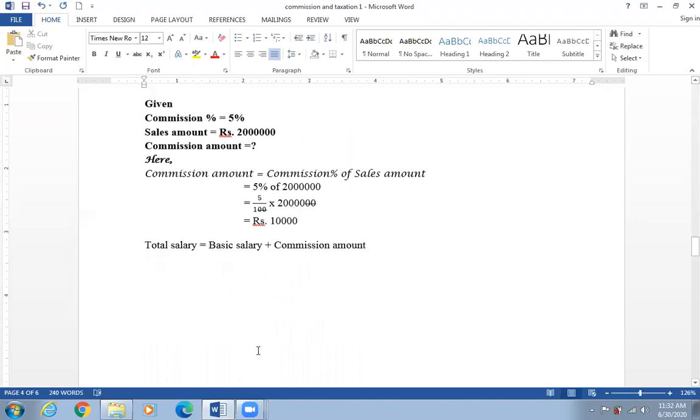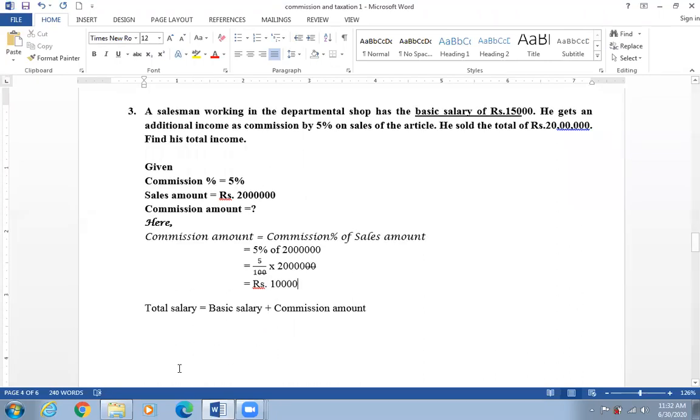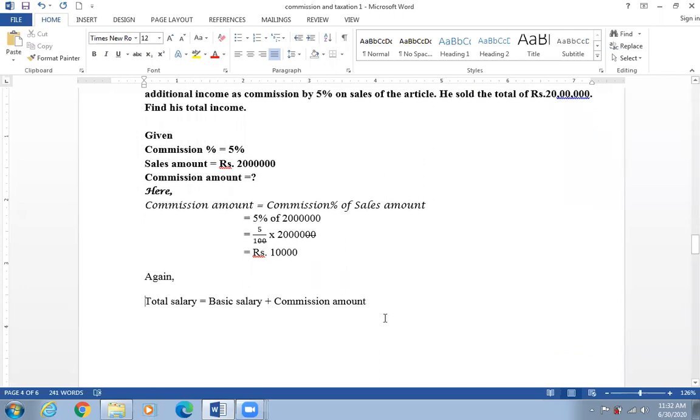Now let us use the main formula for this topic, total salary. What will be the value of total salary? Let us write down again over here. Again, total salary cost equals to.